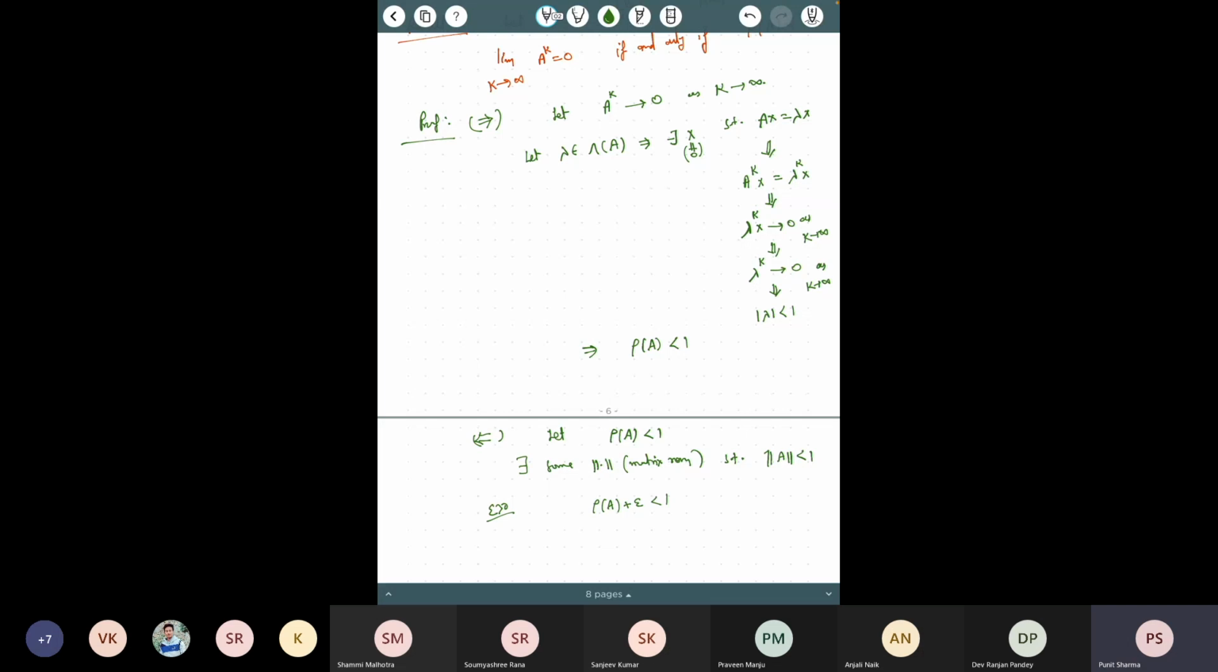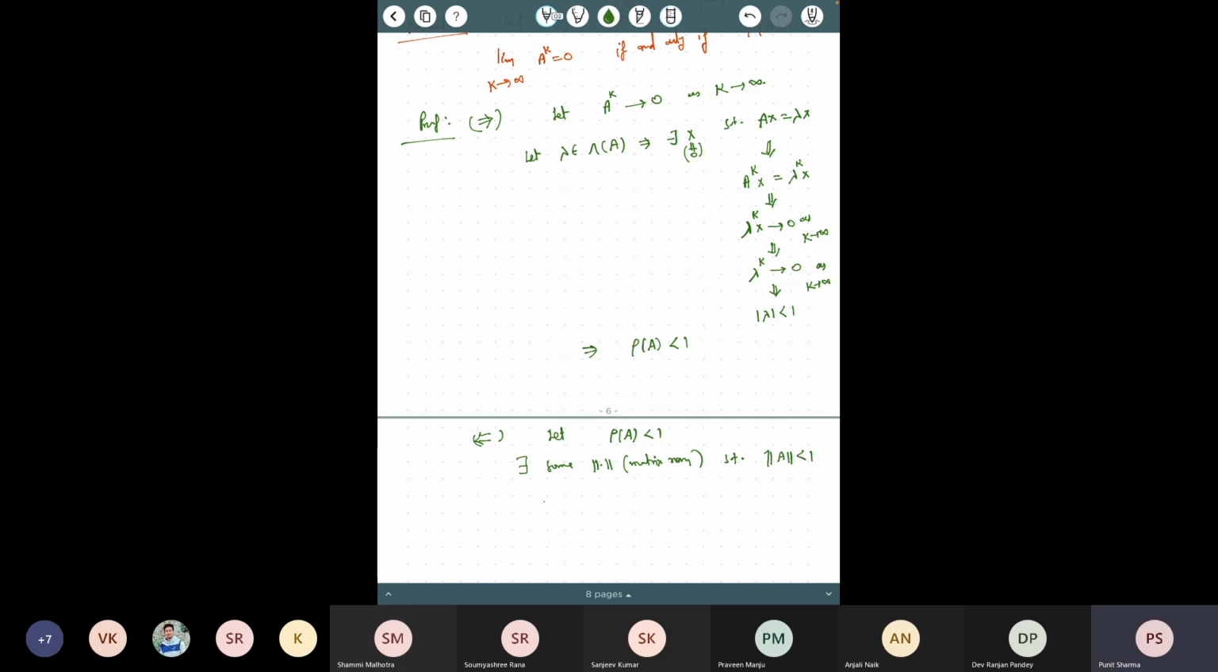But then we already know from the previous result, one of the results we proved today in today's class, that there exists a norm such that norm of A is less than this. So clearly norm of A is less than 1. So from here, we know that there exists some matrix norm such that norm of A is less than 1.